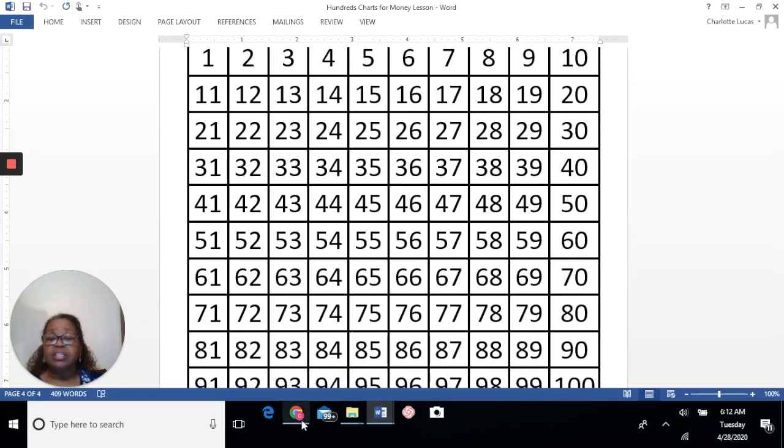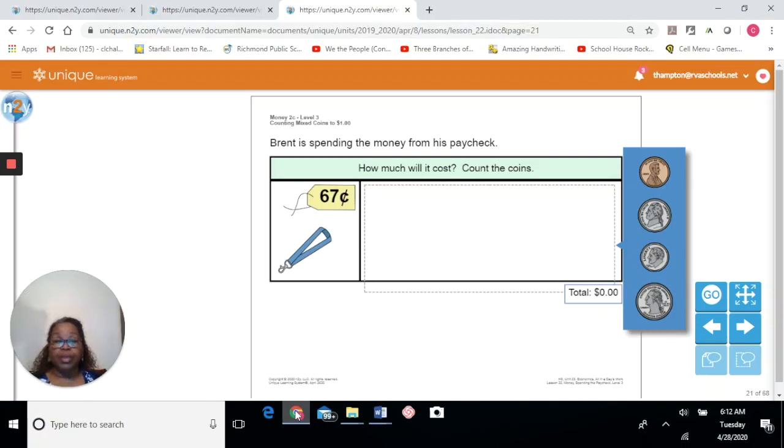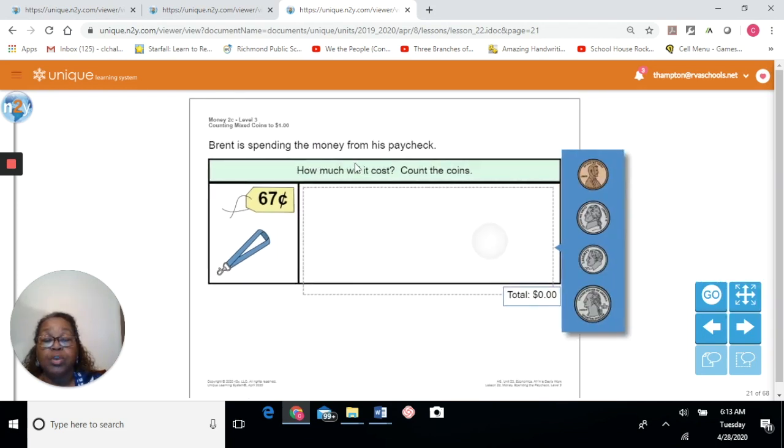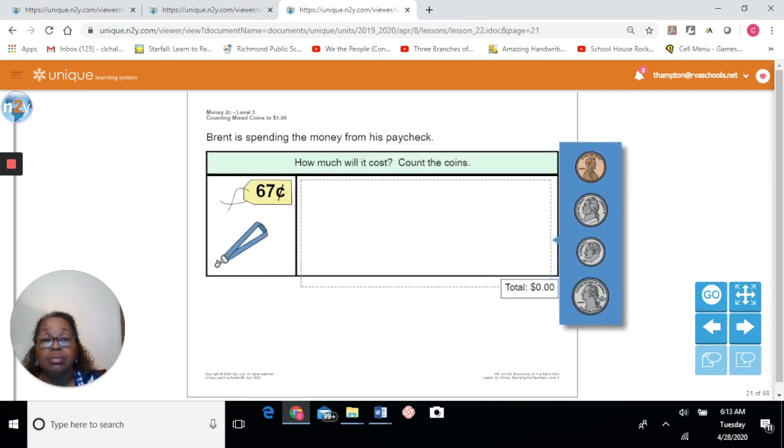All right, let's see what kind of word problem we have that we need to solve today, because we're working with word problems and we're working with real things that can happen to you and your environment. So with this word problem, let's see what we can get from it. Brent is spending the money from his paycheck.